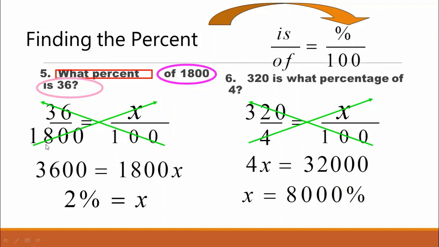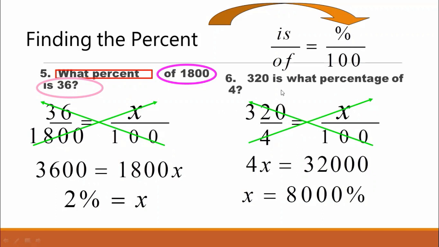By cross multiplication, x multiplied by 1800 equals 36 multiplied by 100, which means 3600. Now 1800 is connected with the unknown, so dividing both sides by 1800, we obtain the percent, 2%.